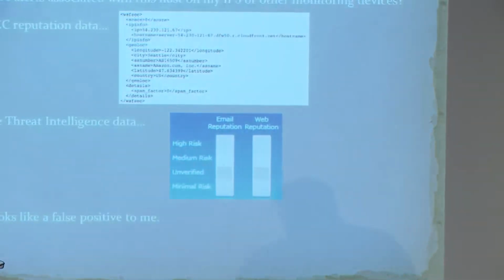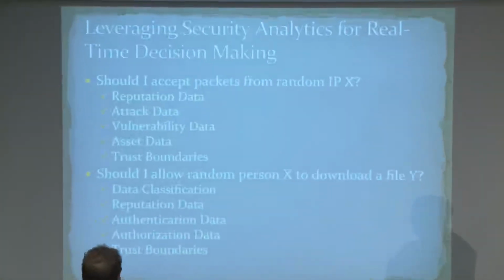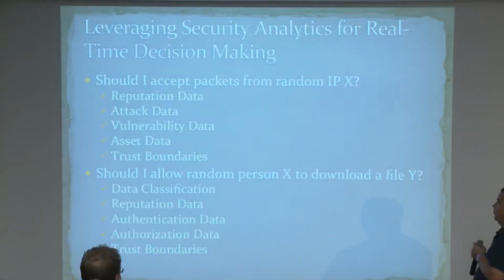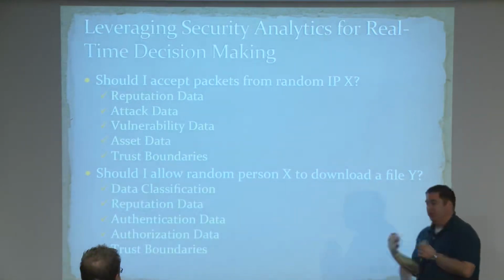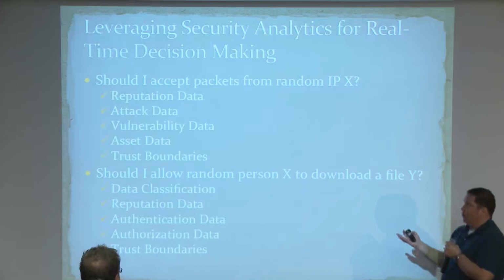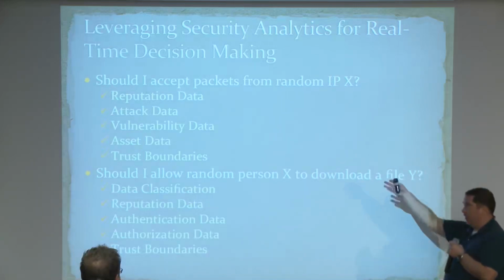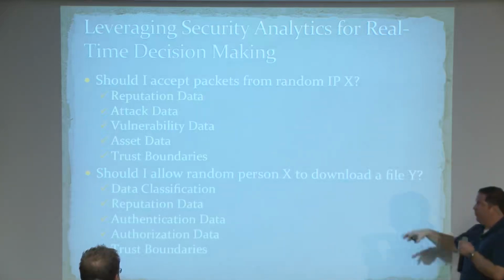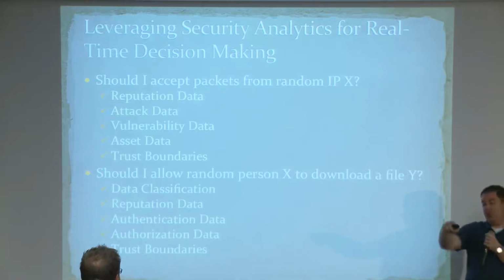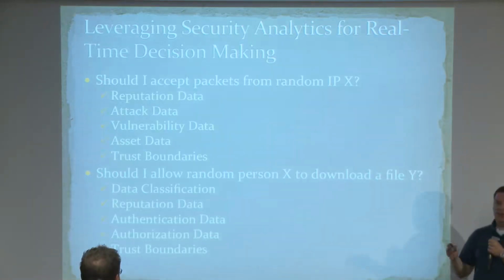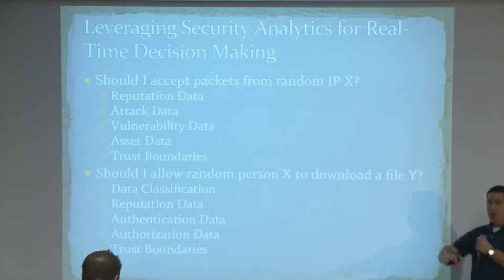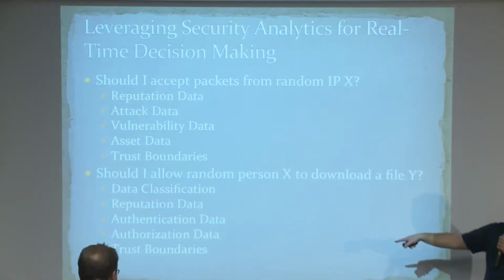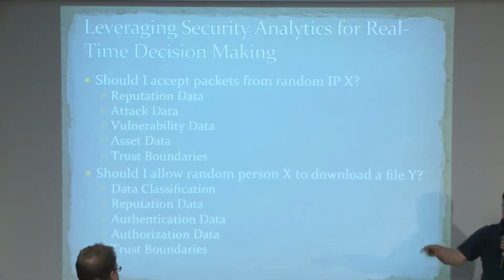So what else? For real-time decision making, you can ask questions like, should I accept packets from random IP X? And obviously, this tool is more after the fact, but this is where we'd like to get with this kind of data. We want to be able to take our reputation data and our attack data and our vulnerability data and our asset data and any information about trust boundaries and bubble that up to be able to say, yes, I should accept data from that guy. I trust him. It's from a known source. It's from a source that hasn't attacked me before. Or no, that guy is showing up on my IPS alerts. I see alerts from my FireEye. That system is bad. Don't trust any data from there. That's where we want to go with this.